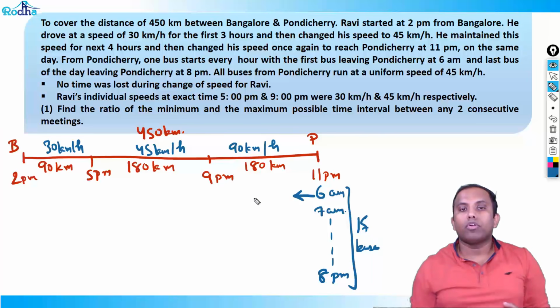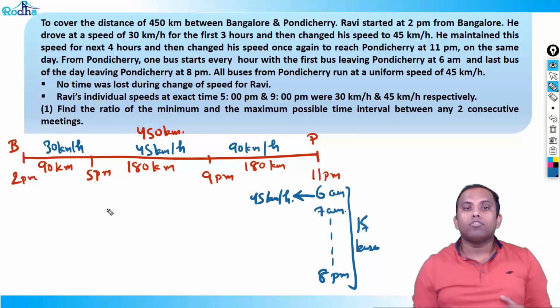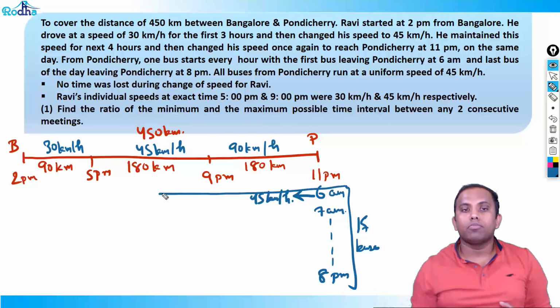At the speed of 45 km per hour, right? So in 8 hours, the bus will cross 360 km. What is at 2 p.m.? That is at 2 p.m.